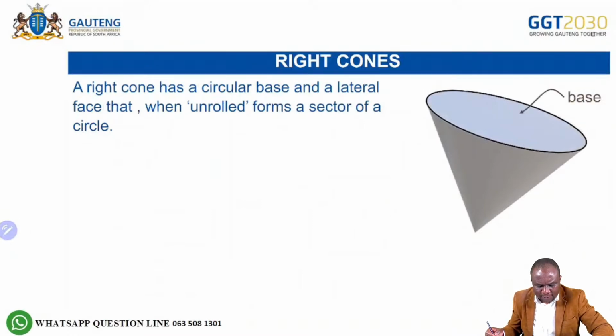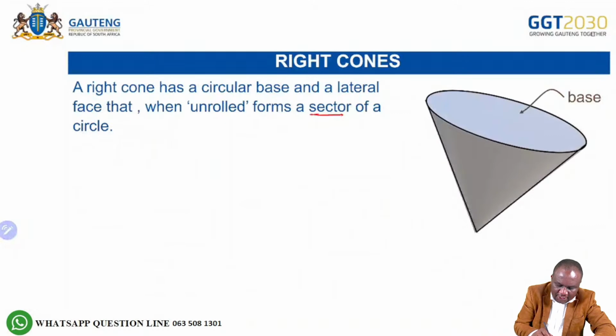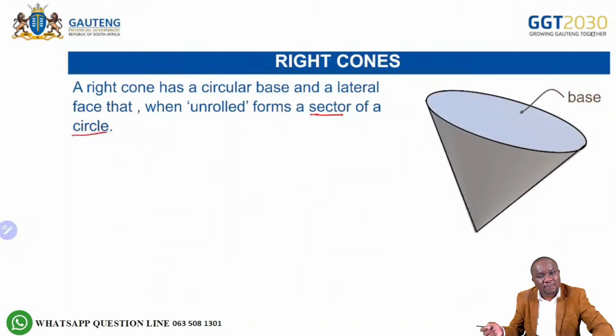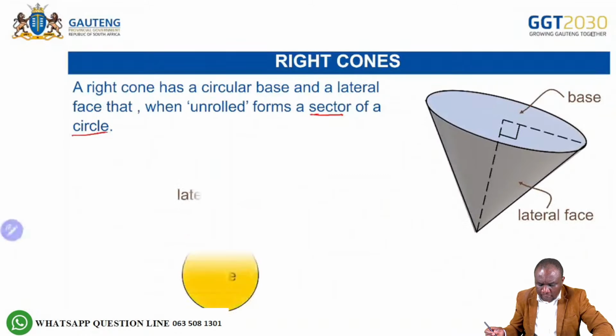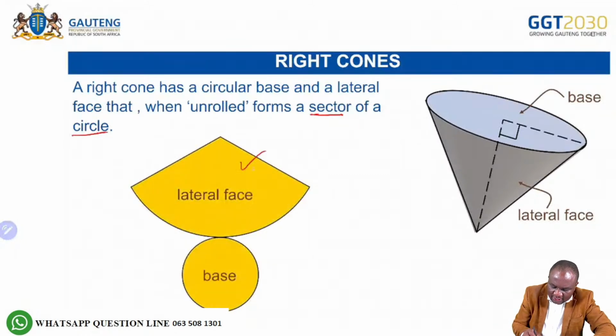Right, and then the lateral face, when unrolled, this face, which is the lateral face, forms a sector of a circle. Okay, I'll give you the formula. Don't stress about how to find the surface area of a sector. I'll just give you a formula straight away. Right, so this is the lateral face, and then this is the height of the cone from the apex to the center of the base, and then we have the radius there. Okay, right, so this is the sector of a circle which is formed by this lateral face, and then we have the base, which is a circle.